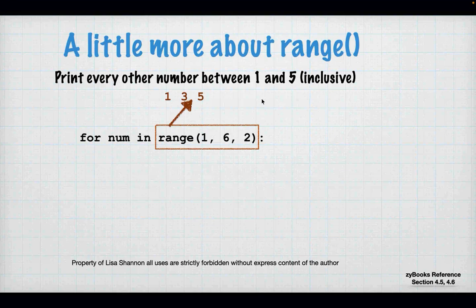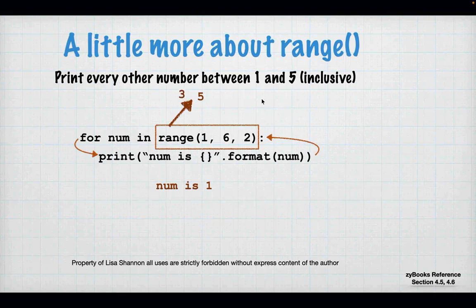The range is starting at 1, going to 6 minus 1, because the stop is always minus 1, and I'm going to increment by 2, which means I only want to print every other element. I want to start at 1, so I want to print 1, 3, and 5. So this is how you would print either odds or evens, if, let's say, you had a lab that did that.